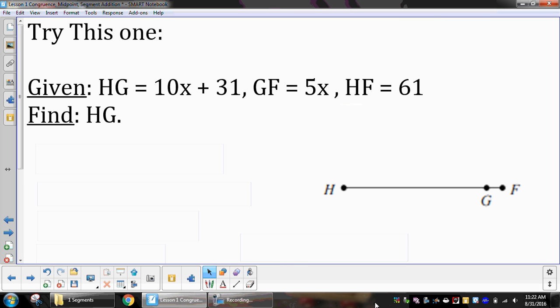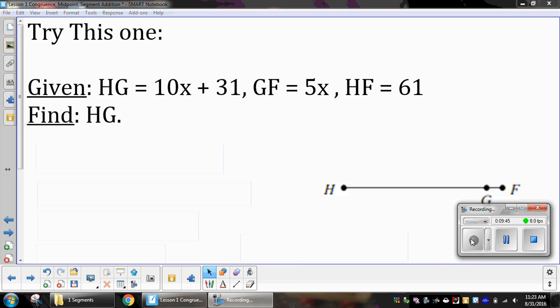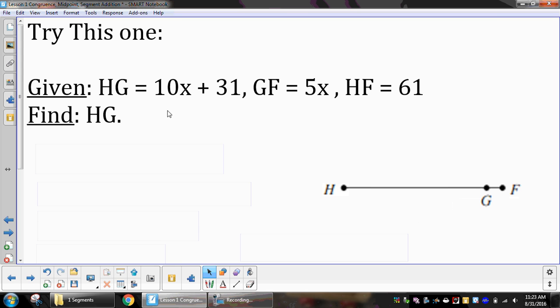So go ahead and pause here. A little bit simpler of a picture. Same idea. I want you to try this one. Use the last one as an example. And again, I broke my own rule. I didn't label my picture, but you should. So G is obviously not the midpoint. We're going to use segment addition here. I told you the length of HG, the length of GF, and the length of HF, the whole big segment, and I want to find the length of HG.